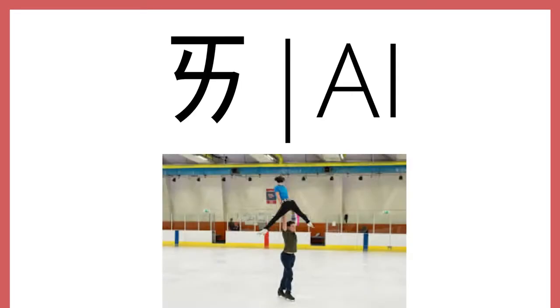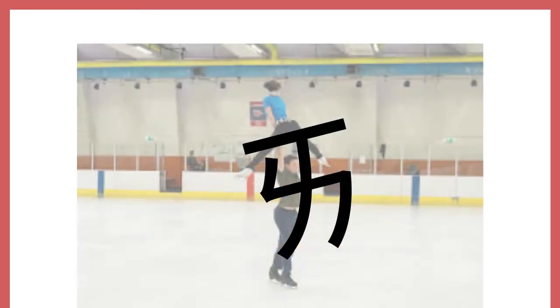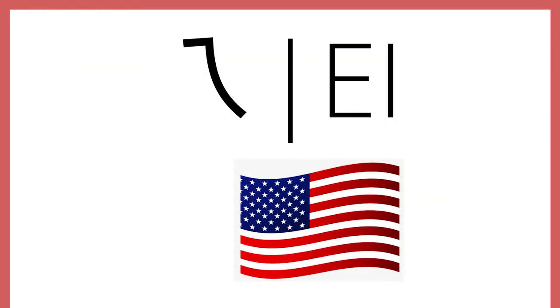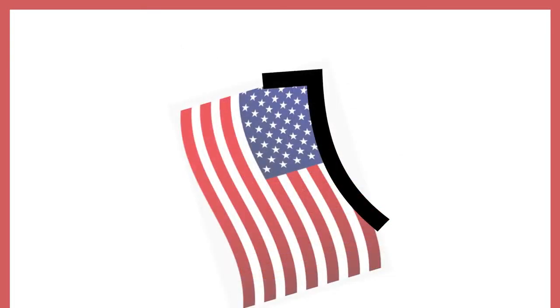The next final is I, as in ice skaters without the skaters. The pinyin is AI, and the Zhuyin looks a bit like a male skater raising a female skater into the air, like this. Now we have A, as in waving flag without the wing flag. The pinyin is EI, and the Zhuyin looks like a flag waving in the wind.